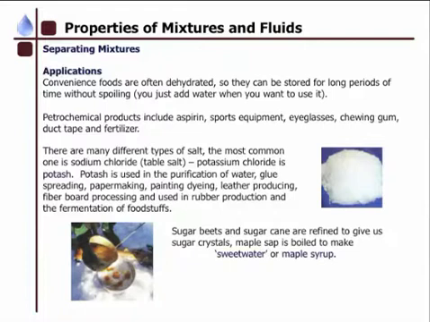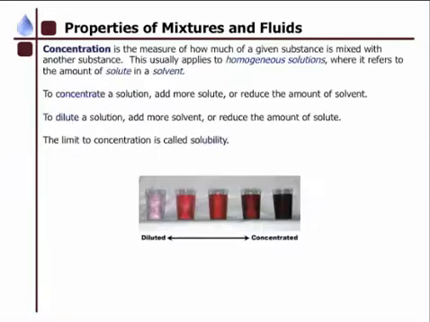Potassium chloride is called potash, and potash is used in the purification of water, glue spreading, paper making, painting, dyeing, leather producing, fiberboard processing, and it is also used in rubber production and the fermentation of foodstuffs. Sugar beets and sugar cane are refined to give us sugar crystals, and maple sap is boiled to make sweet water, or maple syrup. All of these are using the process of separating mixtures in order to get from the mixture what we actually want.